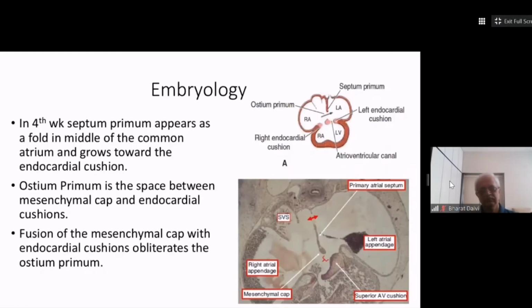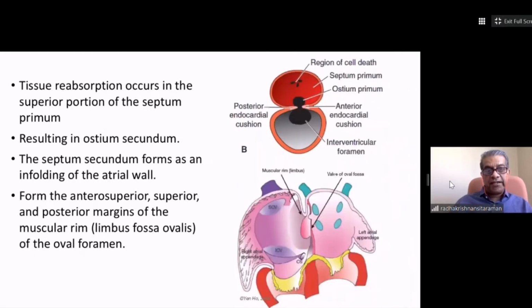Now, this is something which we are always very scared of, that is the embryology. But as far as atrial septal defect is concerned, you have to remember a very important thing, that it starts with the ostium primum. The septum primum grows down in the 4th week of embryological growth. Subsequently it gets replaced by what is known as the septum secundum, which, if you look at the right side bottom screen, is actually the ingrowth of the atrial wall. This is not a part of the septum.